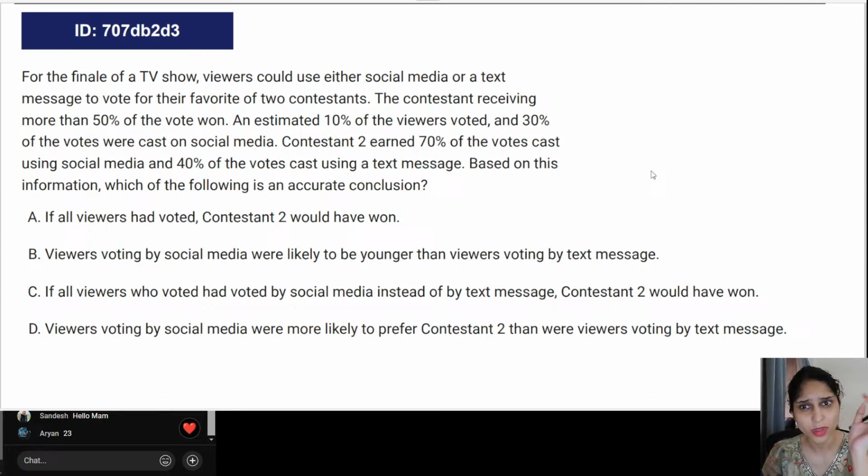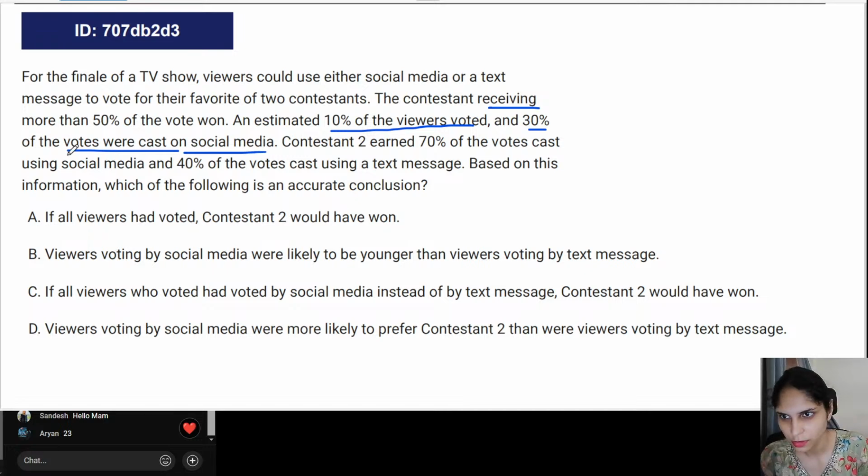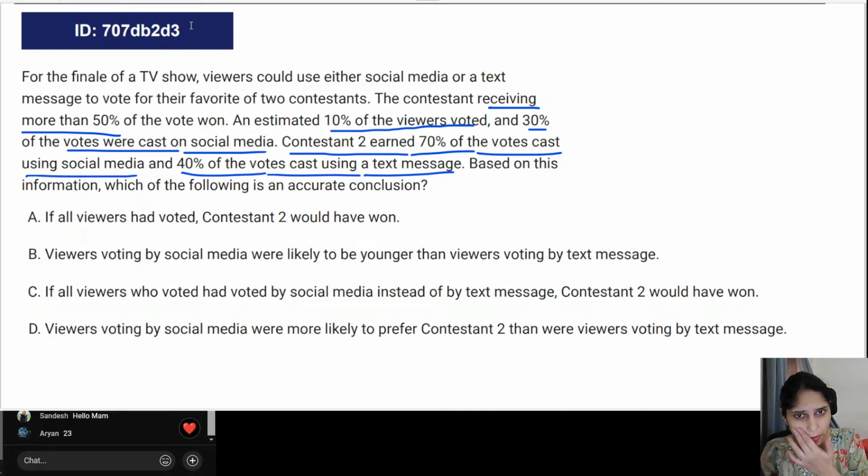Contestants receiving more than 50% of the vote won. An estimated 10% of the viewers voted. And 30% of the votes were cast on social media. Now, contestant 2 earned 70% of the votes cast using social media and 40% of the votes cast using a text message. Based on this information, which of the following is an accurate conclusion?